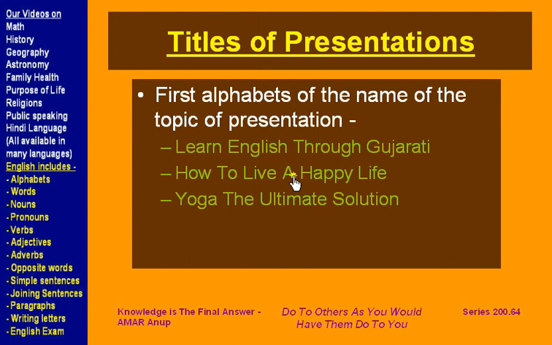A is usually capitalized. It may not be capitalized, but it depends on the author's choice. But whatever you do, you should be consistent throughout. So suppose there were two A's in the name of some title, you can't have one A be small and the other A be big or capital. Either both should be small or both should be capital.